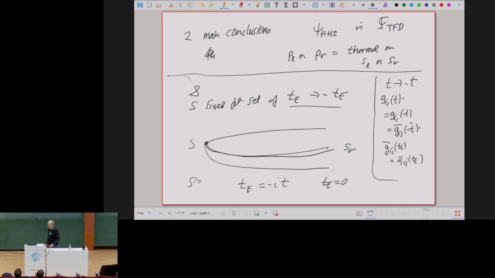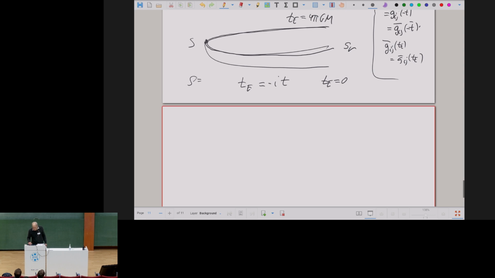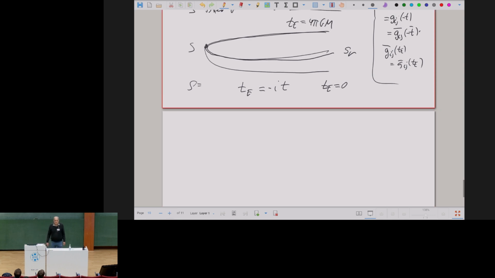But to make this construction in Euclidean signature, the initial value surface we had to use had a far side as well. The left-hand side at TE equals 4 pi GM. And that was a bonus in this construction. And that bonus is going to still be there when we go to Lorentz signature. So what's going to happen in Lorentz signature is that we're going to get a two-sided picture with the outside the horizon region we started with and a second outside the horizon region on the other side, one corresponding in Euclidean signature to T equals 0 and the other corresponding to 4 pi GM.